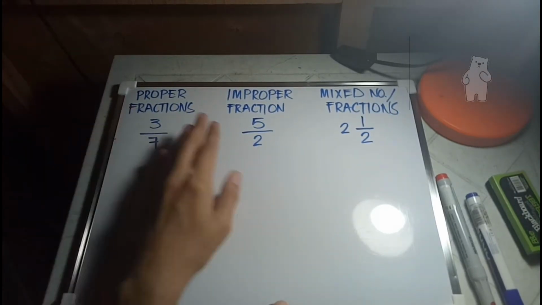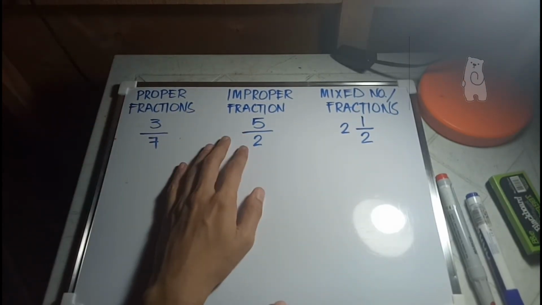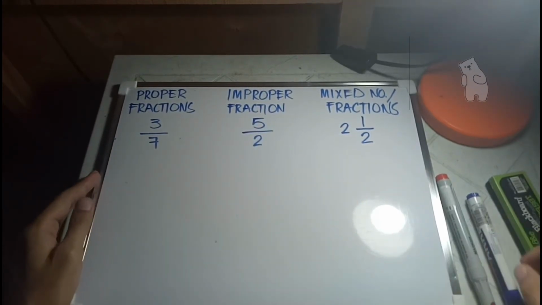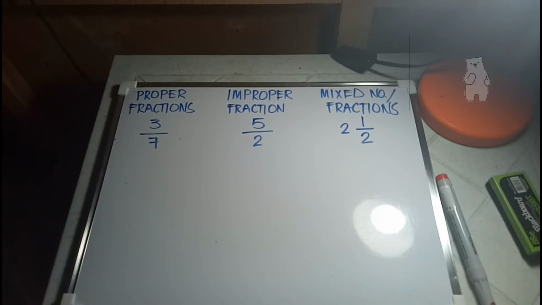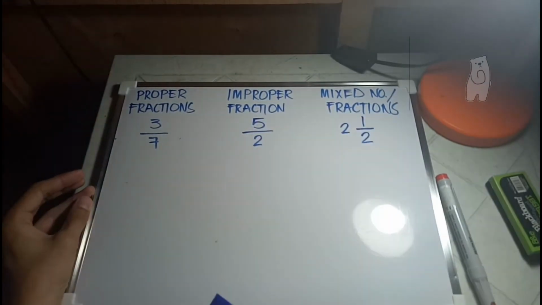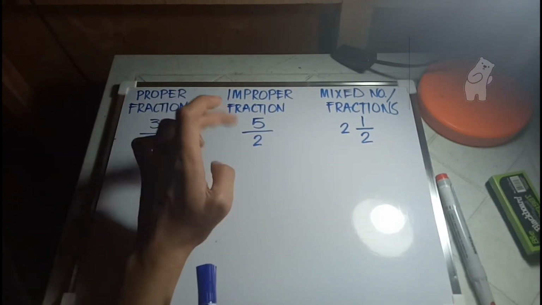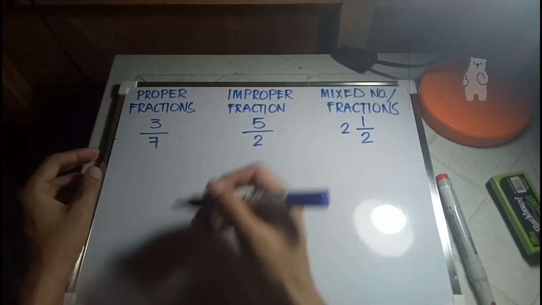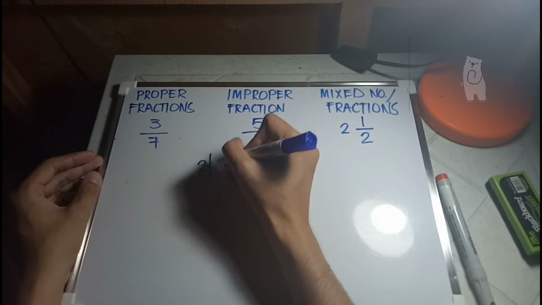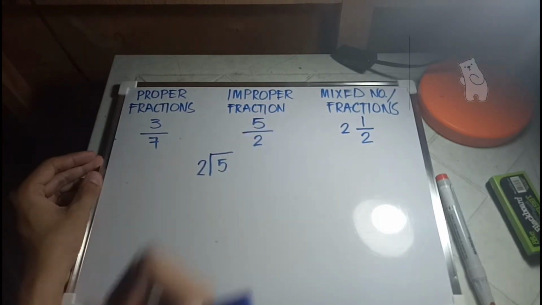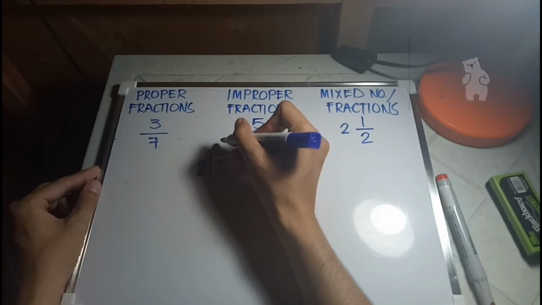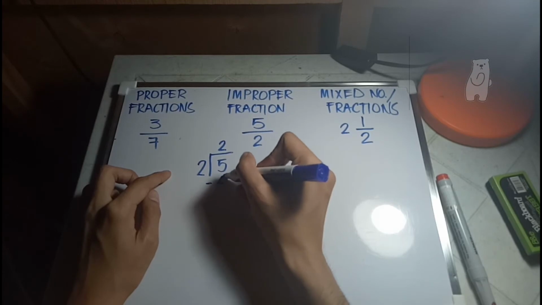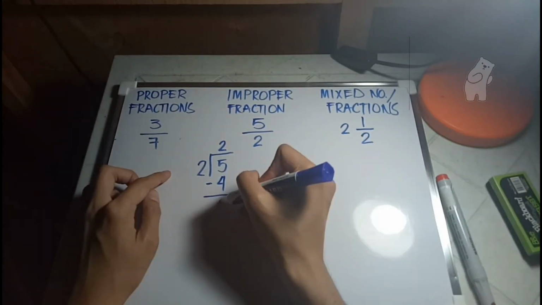Now, the improper fractions can also be converted into a mixed number or mixed fractions. Napaka-simple lang po siyang gawin. So, yung mangyayari is, i-divide lang po natin yung 5 and 2. 2 will be the divisor and 5 will be the dividend. So, 5 divided by 2 is 2. 2 times 2 is 4. 5 minus 4 is 1.